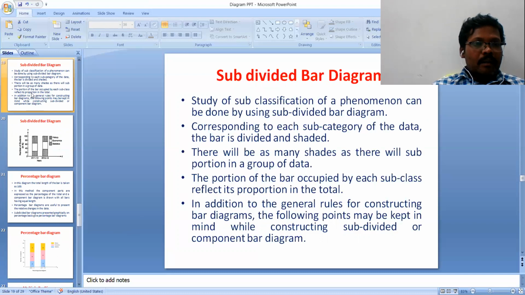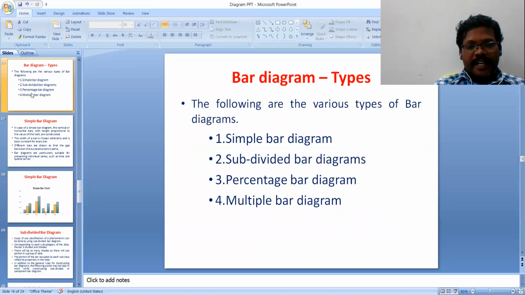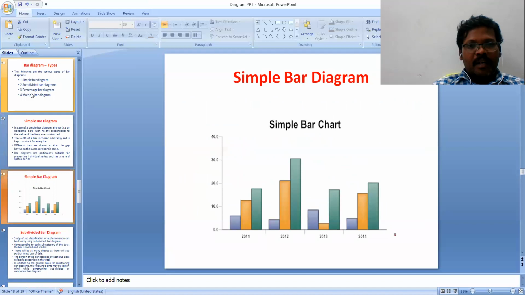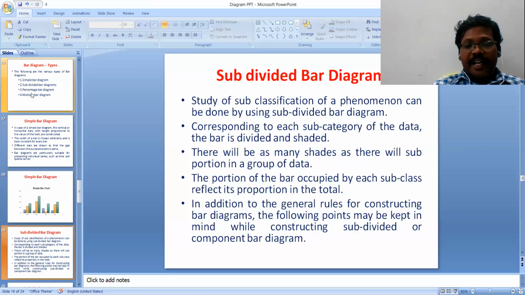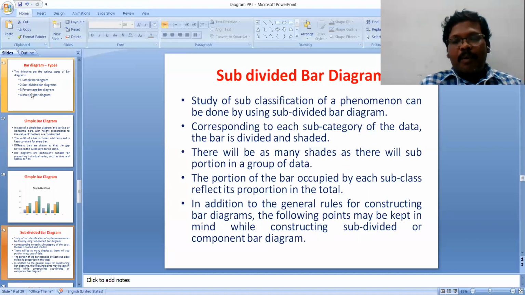After this simple bar diagram, the next one is the subdivided bar diagram. There are four bar diagrams: simple bar diagram, subdivided bar diagram, percentage bar diagram, and multiple bar diagram. In the subdivided bar diagram, we study the sub classification of the phenomena. In the simple bar diagram there is no sub classification; directly we take the extreme values, but here we take the sub values.